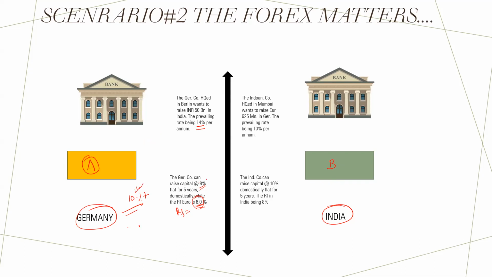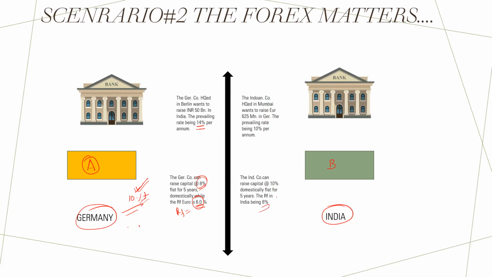So a German company in Germany can raise capital at 8%, but an Indian company wanting to raise capital in Germany will be able to do so at 10% or more than that. Okay, the similar logic is extended here. The Indian company, which is headquartered in Mumbai, wants to raise euro 625 million in Germany, the prevailing rate being 10% per annum, as I said before. For Indian purposes, the Indian company can raise at 10% domestically, flat for 5 years. The risk-free rate is 8%.